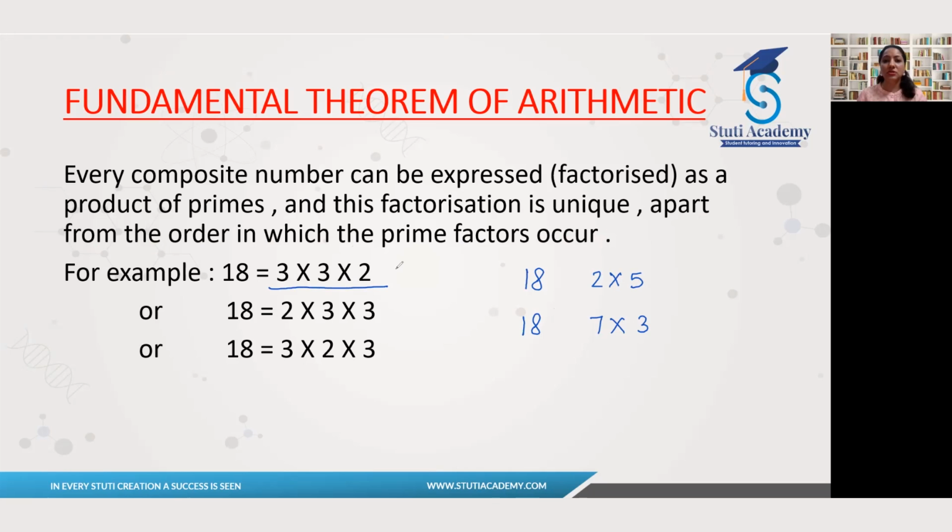We can write 18 as a product of 3, 3 and 2, but we can rearrange the prime factors. We can write them in any order. Like we can write 18 as 2 into 3 into 3, or we can write 18 as 3 into 2 into 3. So by the fundamental theorem of arithmetic, we have understood that every composite number we can write as a product of prime numbers. The prime factorization is unique, but we can rearrange the factors here. The prime factors can be written in any order.